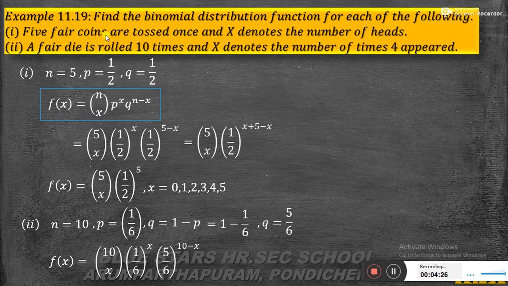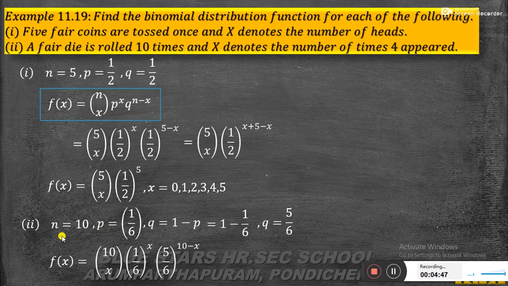That means 5 fair coins are tossed and x denotes the number of heads. So the number of heads can be no head, 1 head, 2 heads, 3 heads, 4 heads, or 5 heads. Only up to 5 heads are possible, because only 5 coins are tossed. So they ask for the binomial distribution, and we find the binomial distribution.